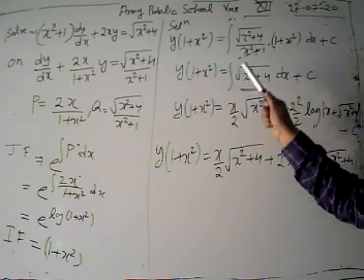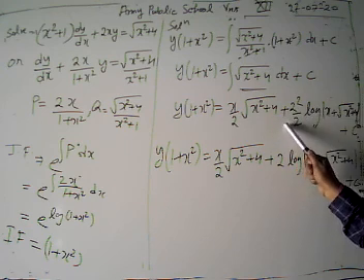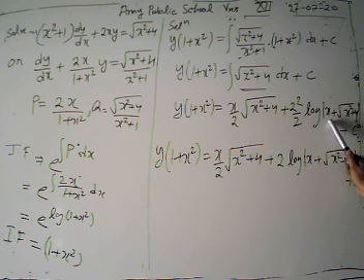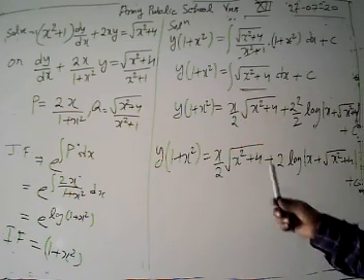Then integration of under root x square plus a square is what? It's x by 2 under root x square plus a square, plus a square by 2 log mod of x plus under root x square plus a square. Then what is the final solution?